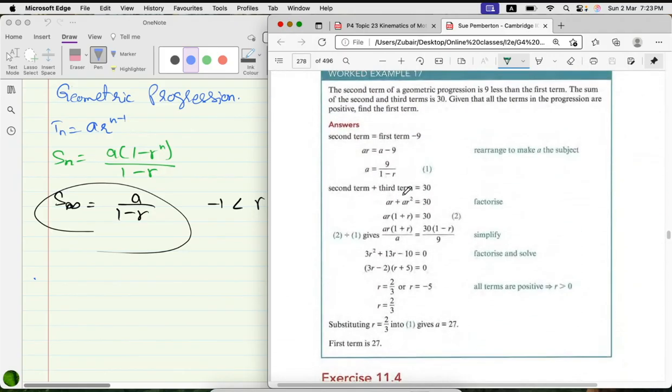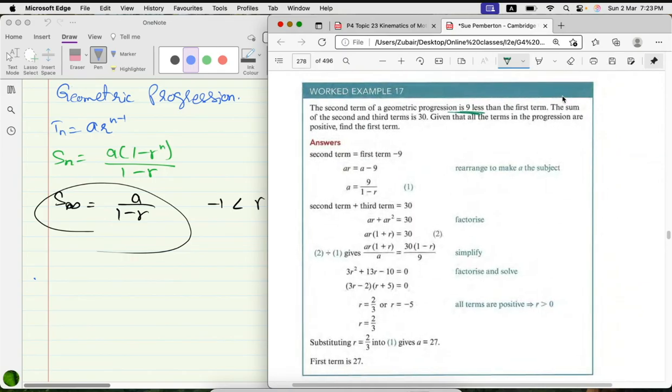Okay, this says the second term of a geometric progression is 9 less than the first term. So if the first term is a, the second term would be a minus 9. The sum of the second and the third term is 30. Given that all the terms in the progression are positive, find the first term. So the second term is AR, which equals A minus 9.